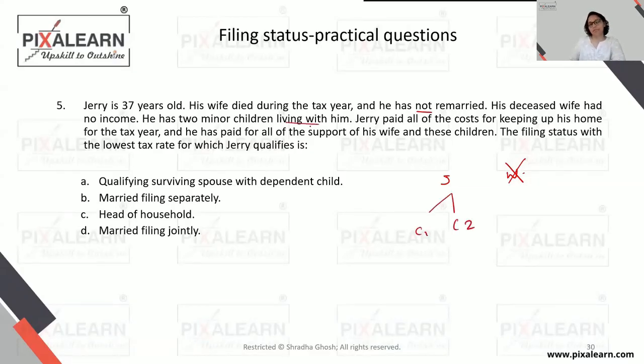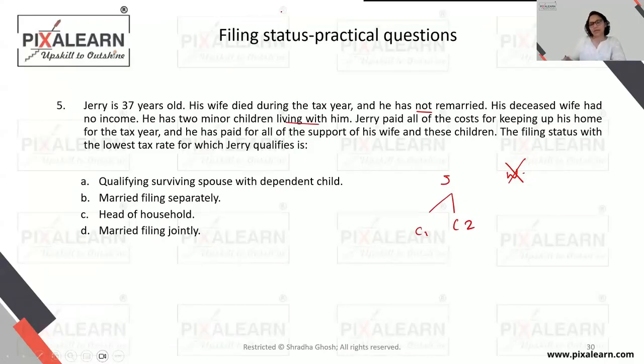who are living with him. Jerry paid all of the costs for keeping up his home for the tax year, and he has paid for all of the support of his wife and of these children. What will be the filing status for Jerry in the current year? Can anybody tell me?